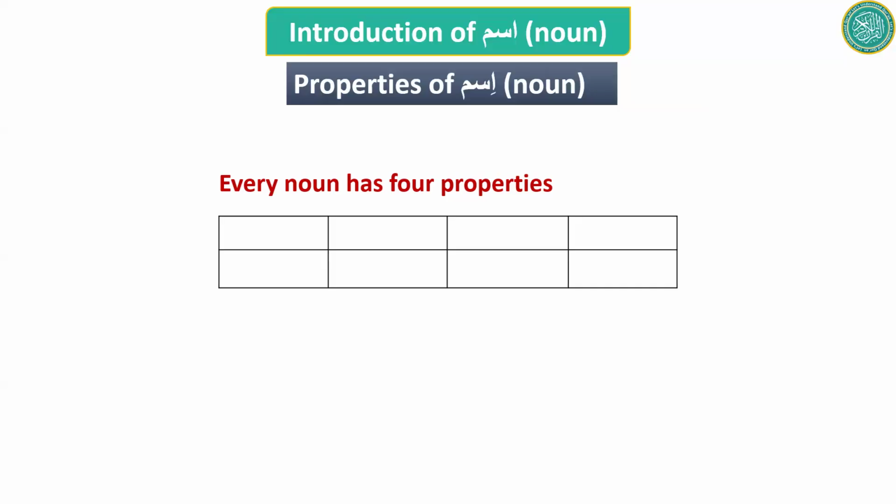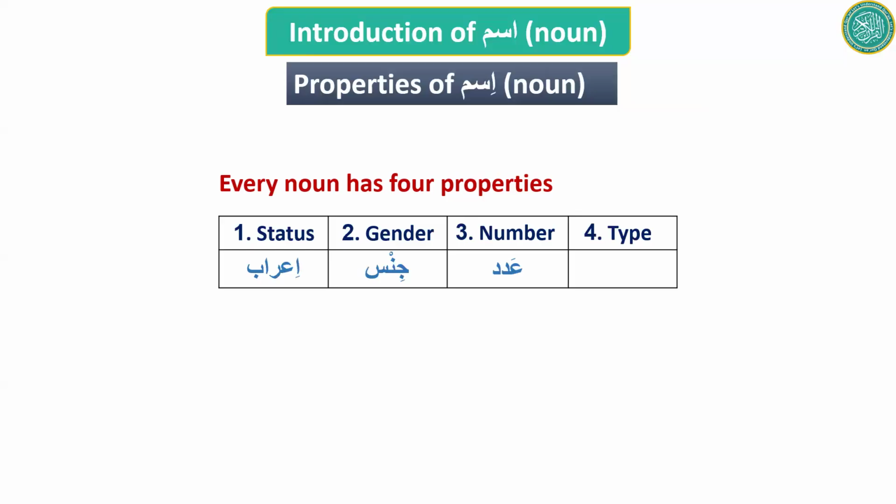And what are those 4 properties? Status, gender, number, and type. So when I ask somebody in the class, what are the 4 properties of ism? This is how you're going to answer this question. Status, gender, number, type. Simple as that.